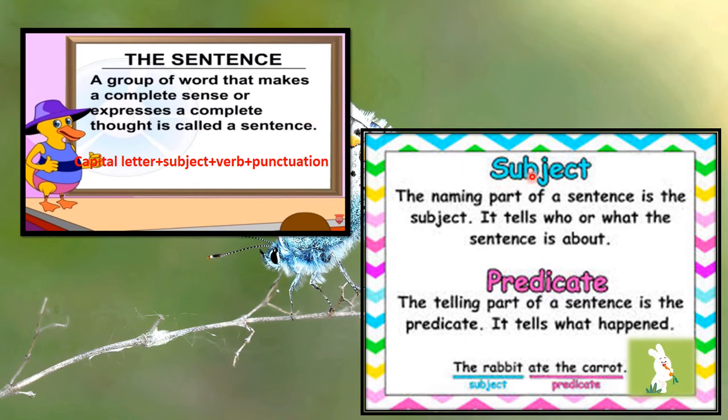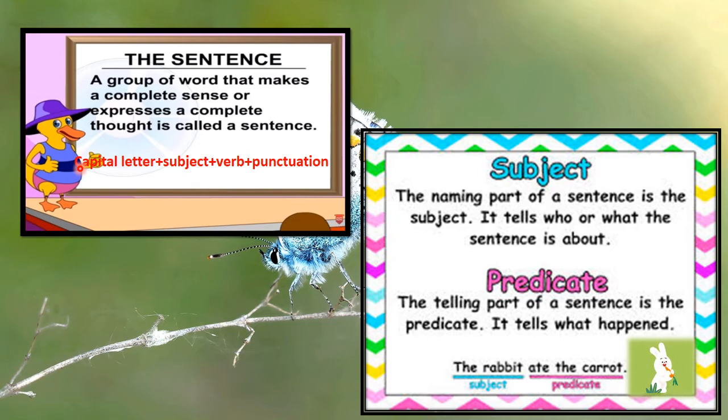Parts of a sentence, like subject and predicate. A complete sentence must have a capital letter at the beginning. It must have a subject plus a verb. The verb is the predicate part. And there must be punctuation. So a sentence should begin with a capital letter, and have a subject, a predicate part, and punctuation. The predicate part is a verb and other groups of words that make the predicate.